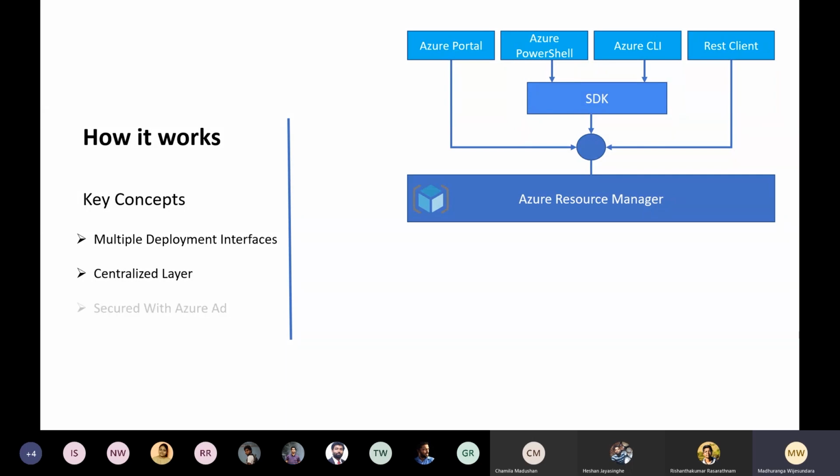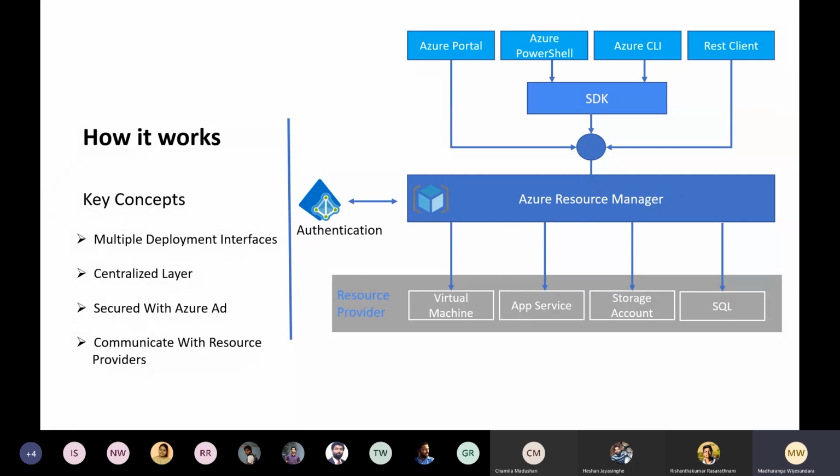So Azure Resource Manager uses Azure AD to authenticate the resource requests it receives, and via the AD it authenticates and then proceeds with the request. When processing the request, Azure Resource Manager uses another service inside Azure called resource providers. So Azure Resource Manager directly communicates with the resource provider. For example, a virtual machine has a resource provider, app services has a resource provider, storage account has a resource provider, and SQL servers have one too. All of the resources have resource providers.